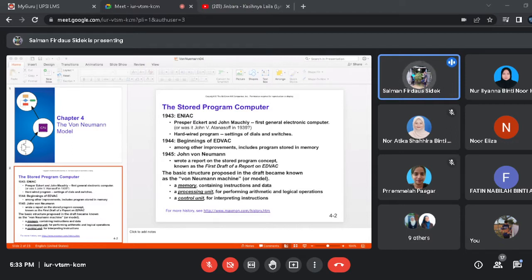So the evolution of the computer starts from the non-electronic computer. If you see the notes, in 1943, there are two persons, Eckert and Mauchly. They invented the first general electronic computer. This is a general one, just a simple computer, an electronic gadget. How does it work? It works through the setting of dials and switches.